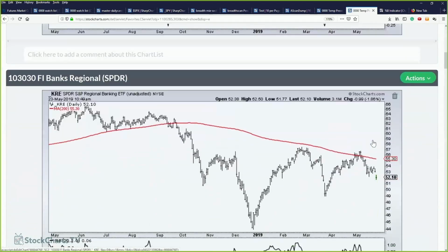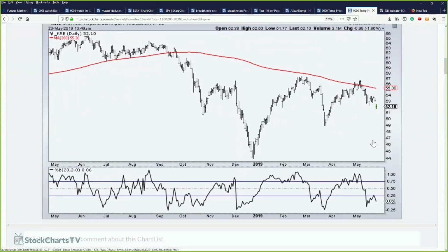And if you look at KRE, which is regional banks, there are a lot of regional banks in the small-cap ETFs like IWM and IJR, and it's even weaker. There you can see that February high. We didn't even challenge it. Failed at the falling 200-day. Sharp decline. This looks like a little pennant, and then we broke down. So banks are not looking very healthy at all either.